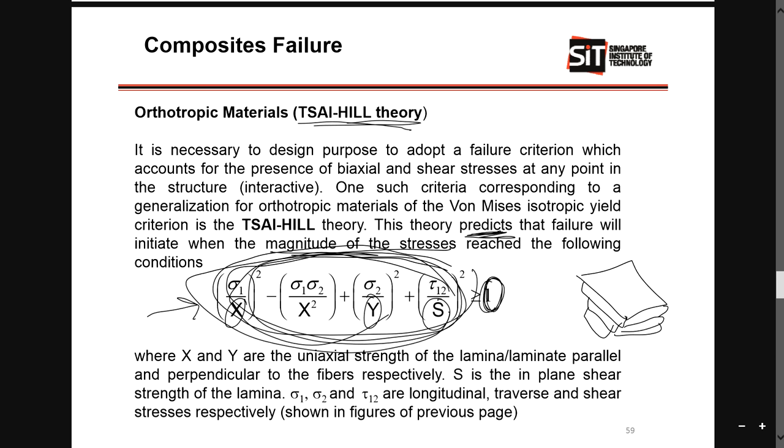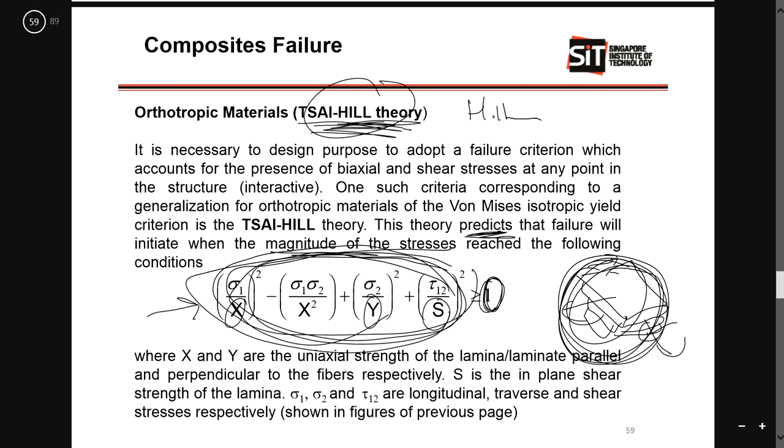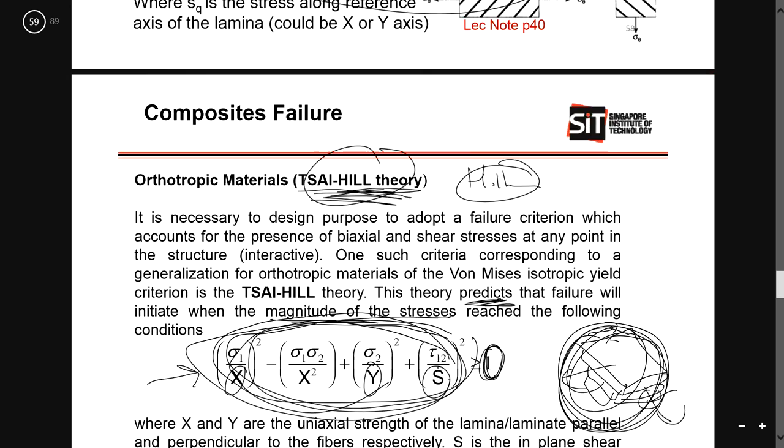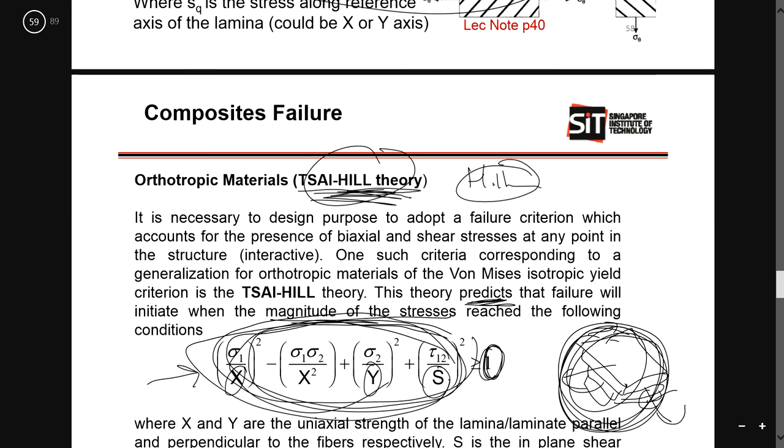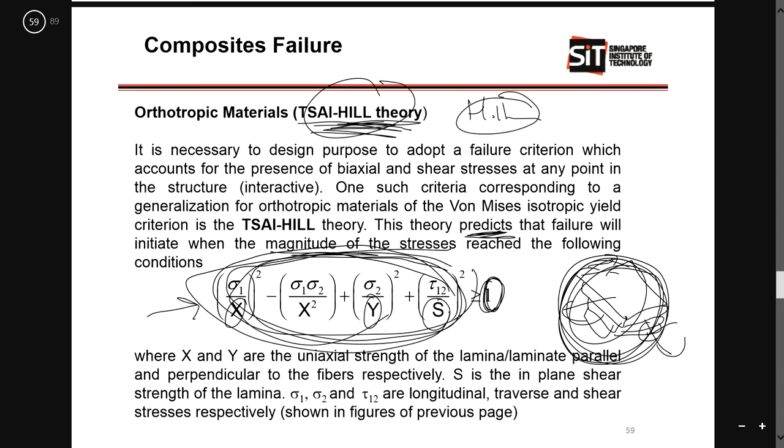So the Max Stress Theory looks at the x direction only, the y direction only, or the shear direction only. But the Tsai-Hill one adds up together to see in all directions when it will fail. So the Tsai-Hill theory is a more holistic, more general one, while the Max Stress Theory is a more detailed one. Just take note of them, and ensure that you know both of them.